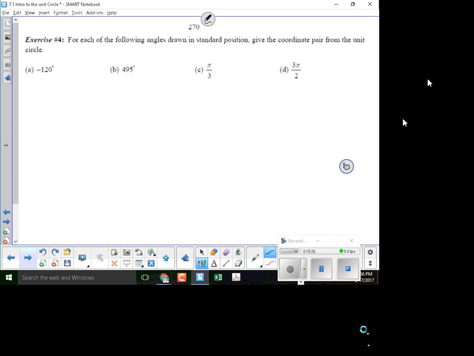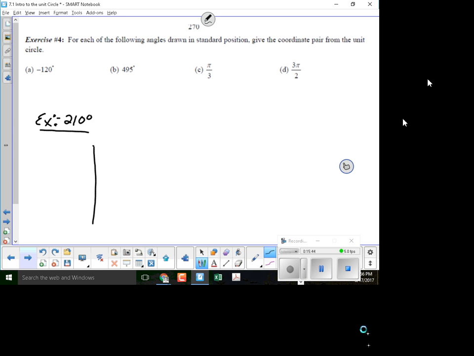To do these, I'll let you do these on your own in a second. But to do these, this says to do the basic thing, only now you have to draw it. So let me do one that's kind of like this one. Let's say negative, how about negative 210 degrees? As an example, I'll do negative 210 degrees.